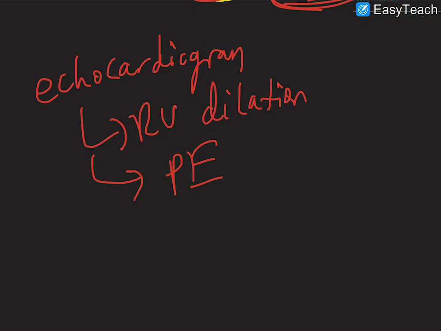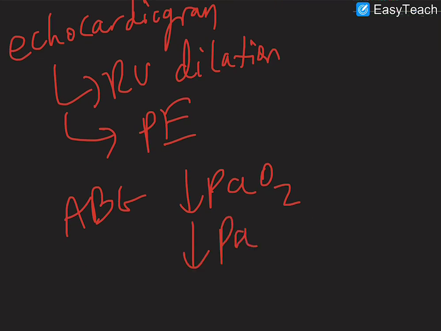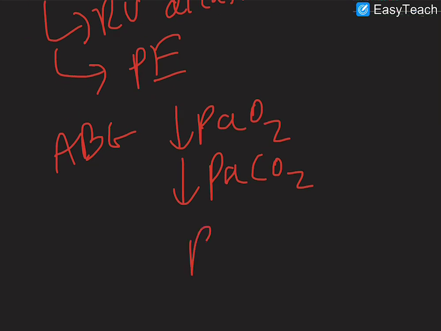Okay. And of course, we already talked about this, but remember the ABG, right? You would see a decreased PaO2, because we talked about hypoxemia. You would see hypocapnia, all right, because of hyperventilation. And due to hyperventilation, you can see respiratory alkalosis. Okay.